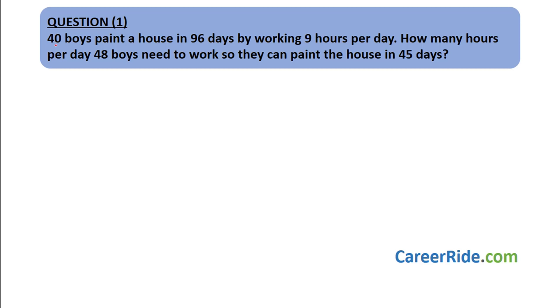Question number 1. 40 boys paint a house in 96 days by working 9 hours per day. How many hours per day do 48 boys need to work so they can paint the house in 45 days? This is a very easy sum if you know the formula. So let's now derive the formula so that it becomes very easy to remember in the exam. Now, always remember that in chain rule there are always two scenarios. There's the first scenario, then there's the second scenario, and we just need to equate them.